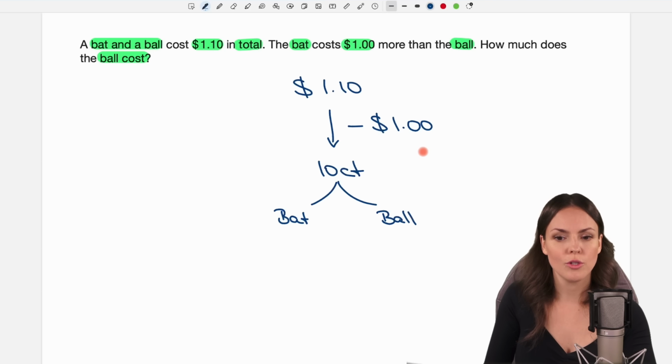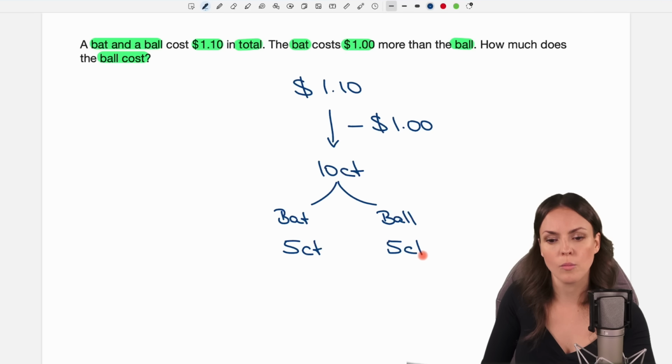I don't want to destroy my $1 difference, so if I make the bat more expensive, I also have to make the ball more expensive. I just have to split the 10 cents evenly, so if I divide this by 2, I get 5 cents. So if I make the bat 5 cents more expensive, I also have to make the ball 5 cents more expensive so that I don't ruin this $1 difference.